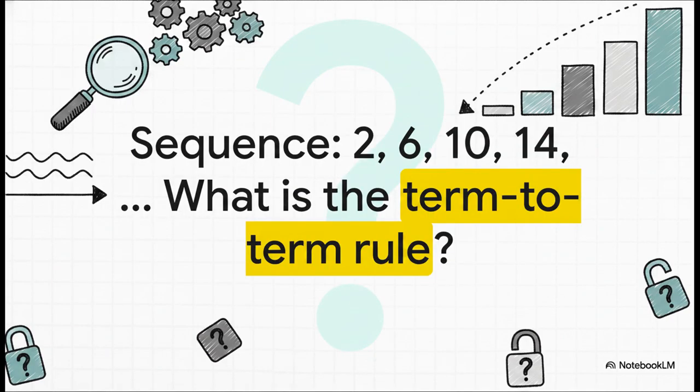Okay, your turn. Let's test out your new code-breaking skills. Take a look at this sequence. 2, 6, 10, 14, and so on. What do you think? What's the term-to-term rule here? Can you figure out the secret instruction?